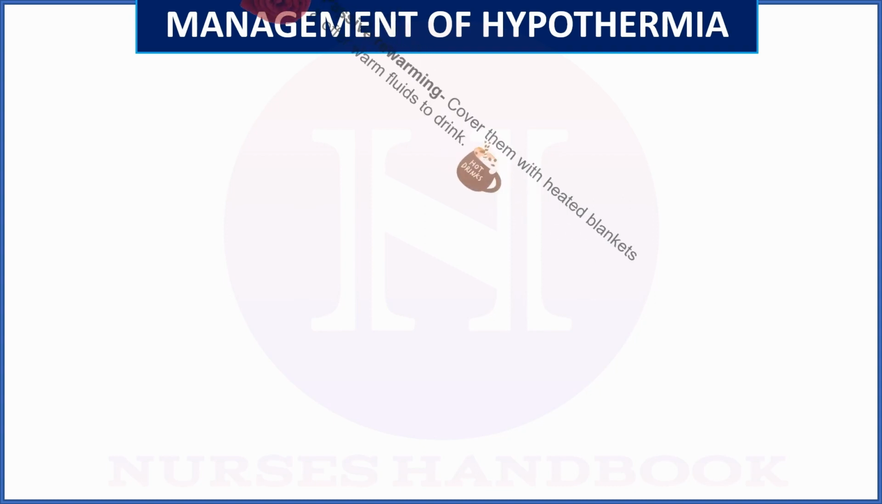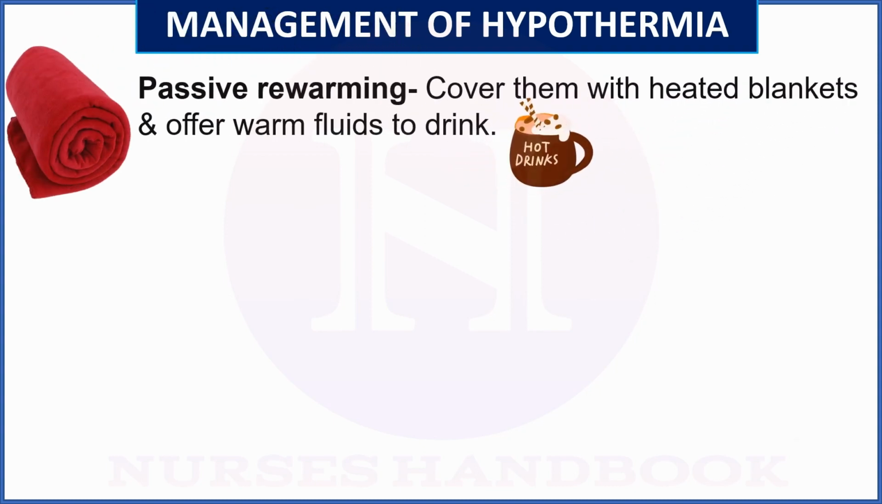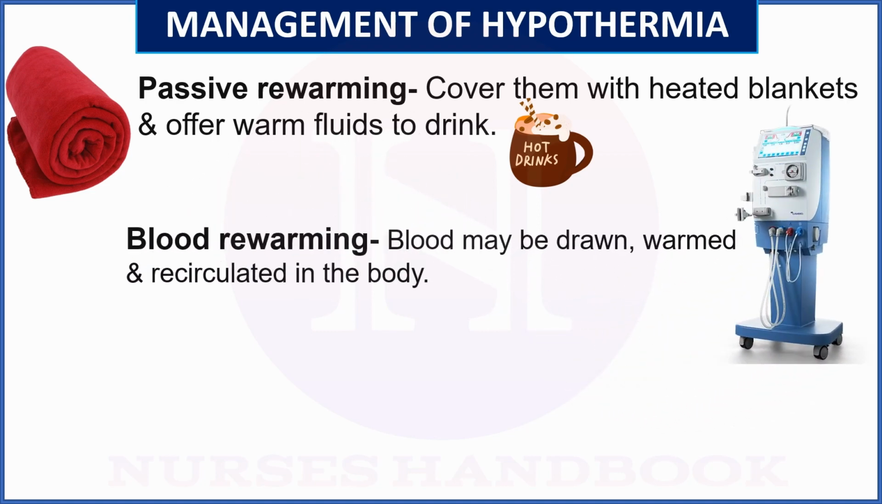The immediate solution to hypothermia is passive rewarming. If the patient is in mild hypothermia, cover them with heated or warm blankets and offer warm fluids to drink. Second is blood rewarming. Blood can be withdrawn, warmed and recirculated in the body with the help of a hemodialysing machine or heart bypass machine.